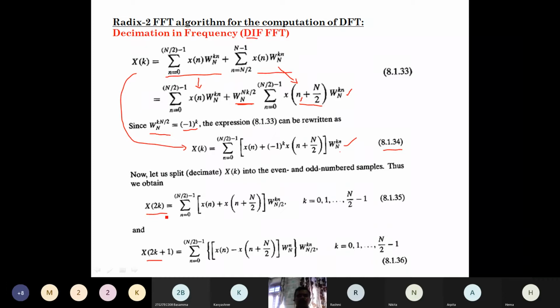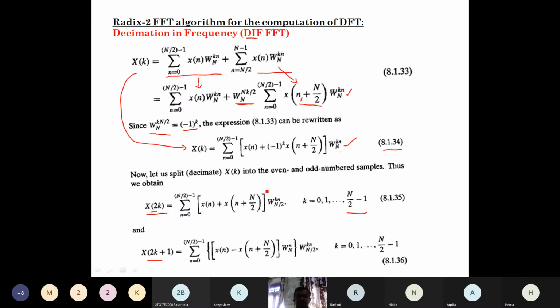So how to get the even elements of x of k? Instead of k, you just take all 2k values, and k ranges from 0 to N by 2 minus 1, only half. When k is 0, you get x of 0. When k is 1, you get x of 2. When k is 3, you get x of 6. You are going to get only the even elements of the DFT values.